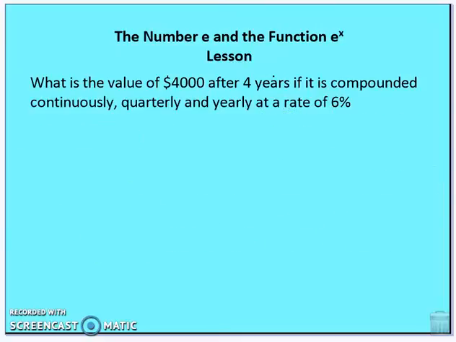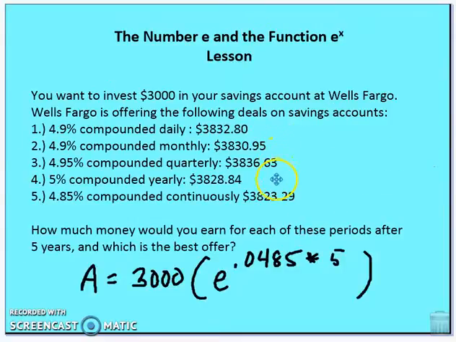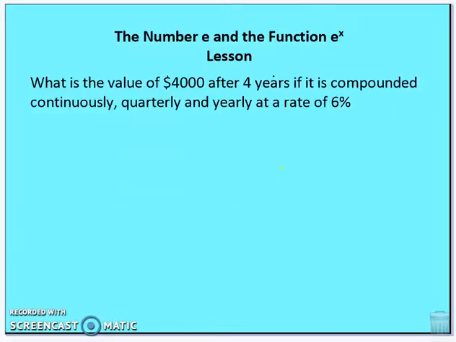And, moving on. You should come up with a value of $3,823.29, which is less than your preferred option number 3. So we're going to stick with a quarterly interest rate of 0.0495%. All right, some classwork for you to do. What is the value of $4,000 after 4 years if it's compounded continuously, quarterly, and yearly at a rate of 6%? I'm going to pause here while you figure that out.